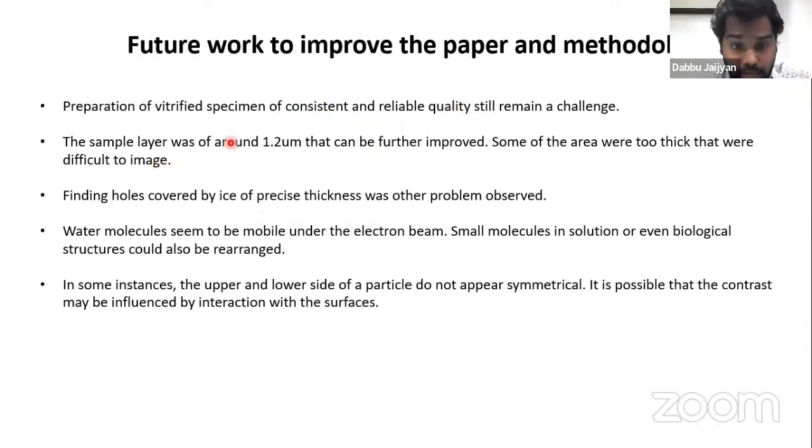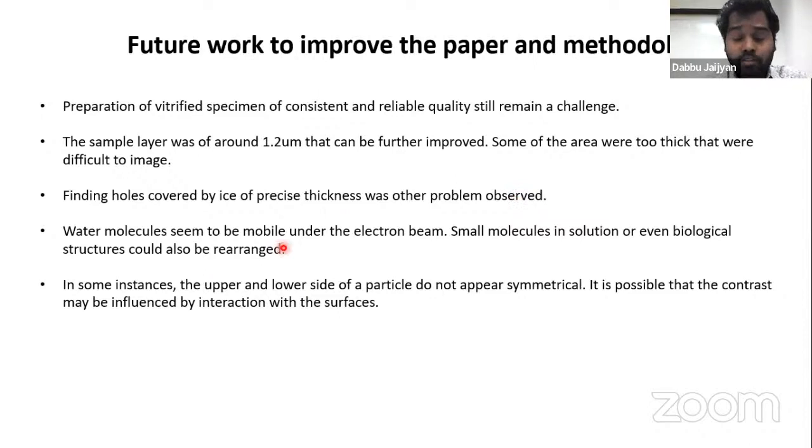Also, in this method, the sample layer was around 1.2 micrometers thick, which could be further improved. This was another flaw in the paper. Some areas were too thick and difficult to image. And finding the holes covered by ice of precise thickness was another problem, which took hours or a large amount of time to find a grid of the right thickness.